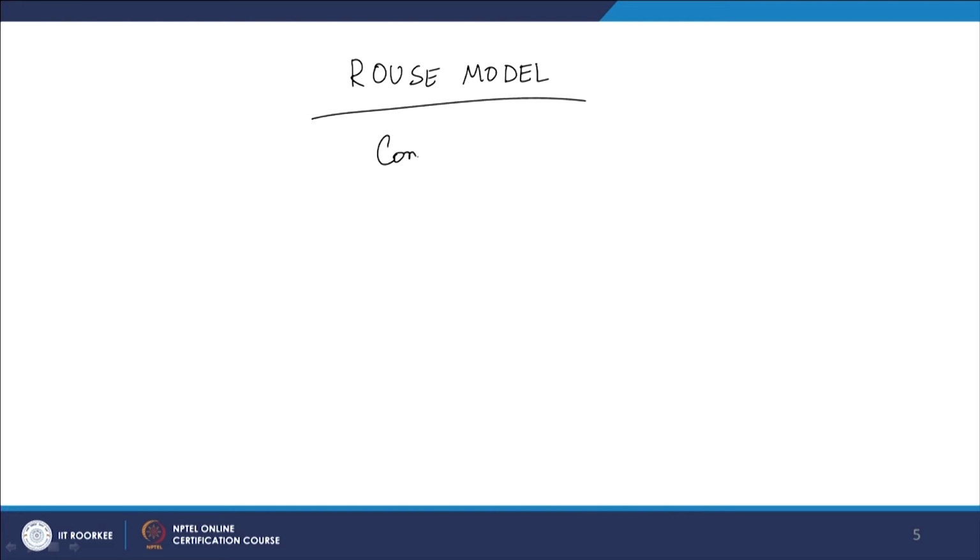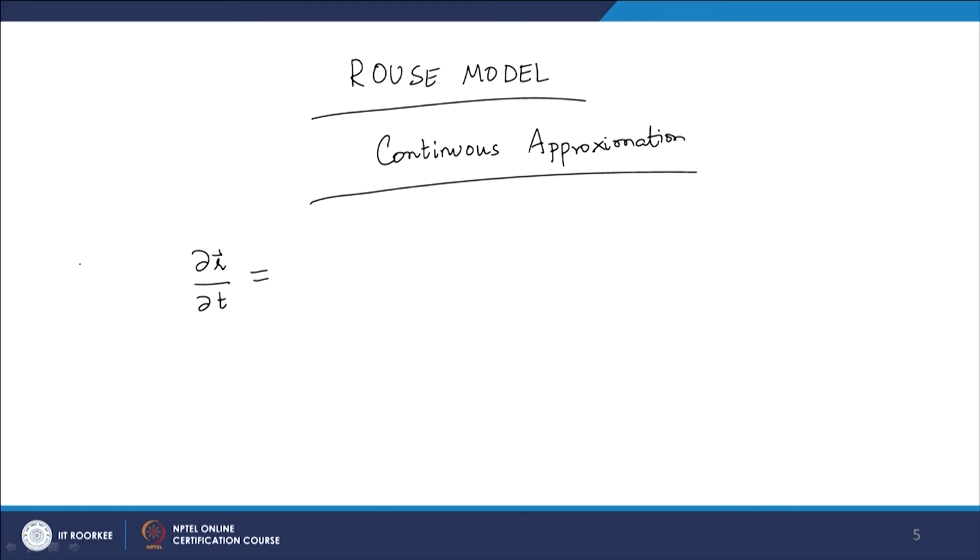In continuous approximation, we have a partial differential equation for r and t, where what we are now solving for is the positions as a function of n and t, n being a contour variable running from n equal to 0 to n equal to capital N, and the PDE we have is something like this.